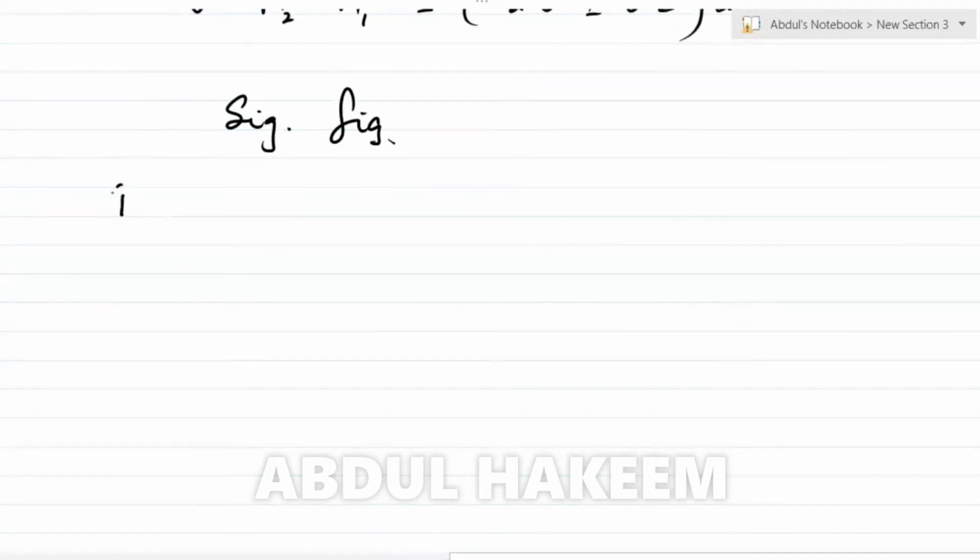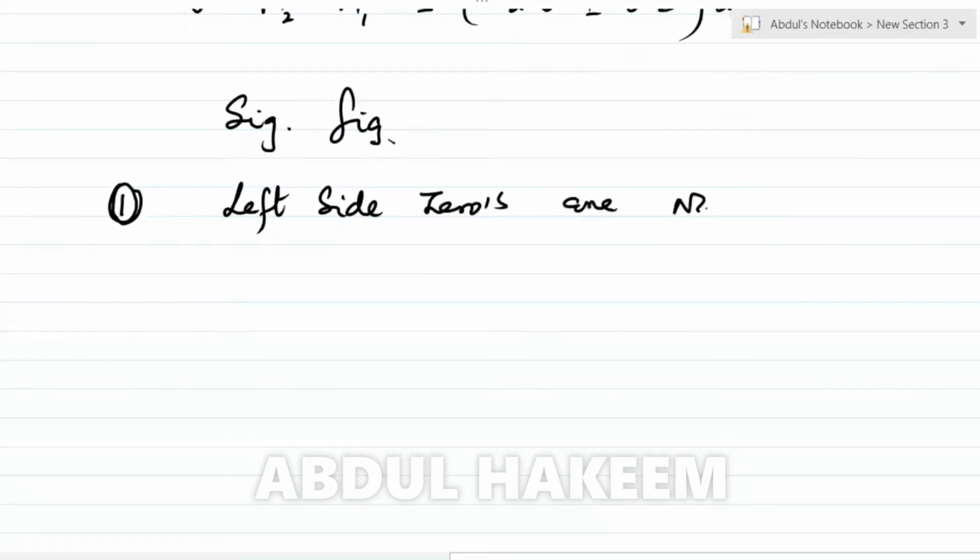So the rule number 1, left side zeros are not significant figures. 1, 2, 3, 4, 5, 6, 7, 8, 9, all are significant figure, but the problem is with the 0. So if the zeros are at the left side of the figure, so they are not considered significant figure.